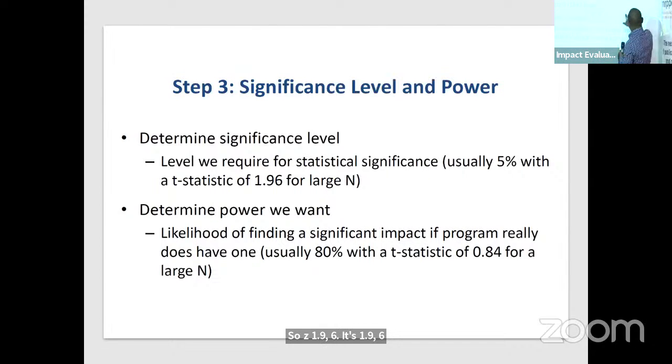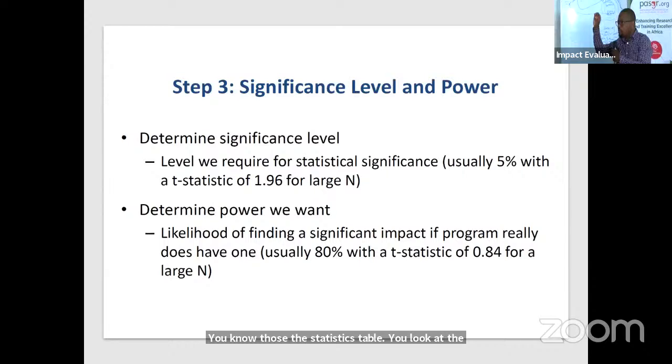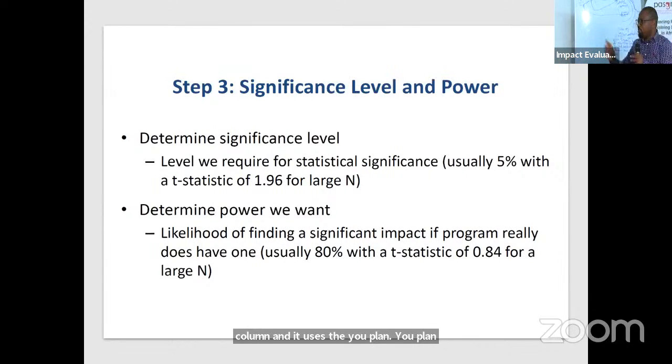If you alpha divided by 2 of 2.5, so you go on the table, you know those T statistics table. You look at Z column and it gives you the number. You plug all the parameters. Boom, you have your N. Okay? But these days, things have advanced.